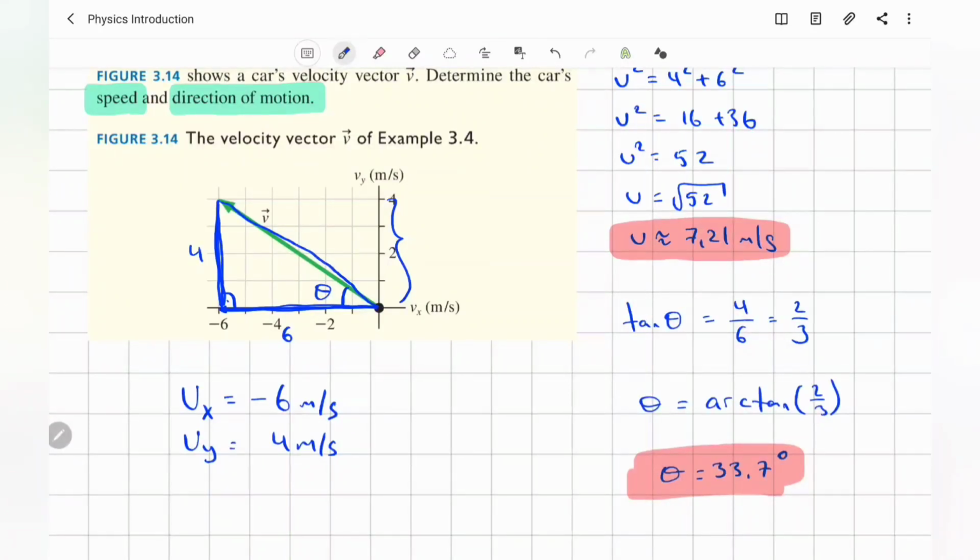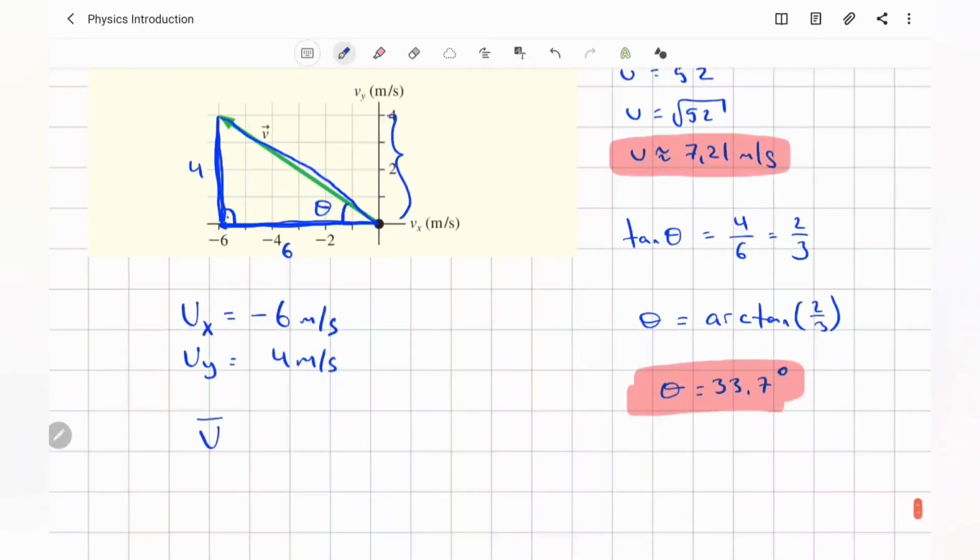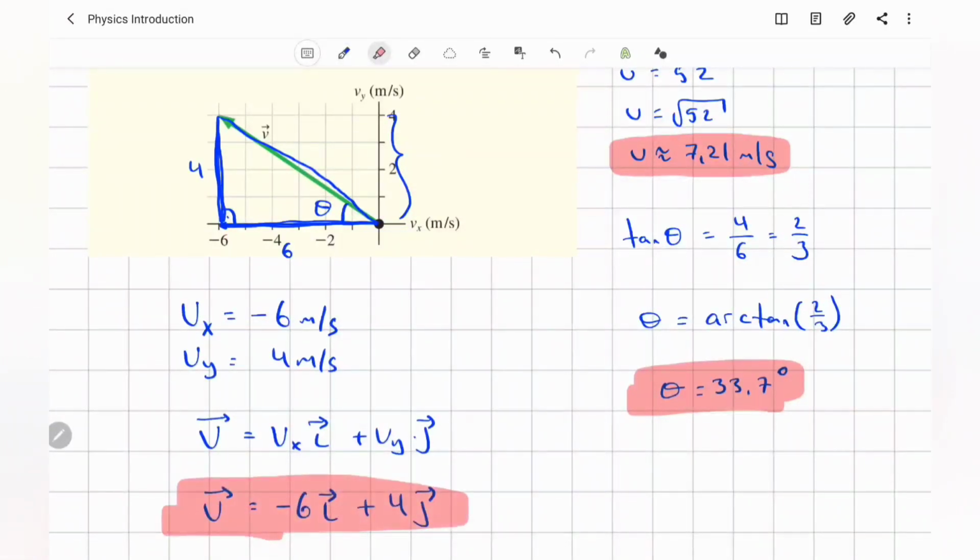And we can also write this velocity in terms of unit vectors, if you remember from my previous lesson. This is how it looks: the x component is negative 6 i, meaning this is the horizontal component, and the vertical component is positive 4 j. So this is the same velocity in terms of unit vectors.